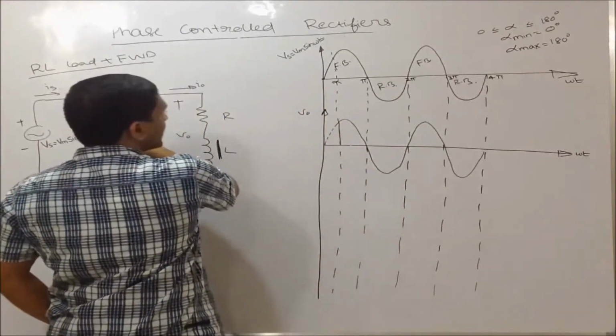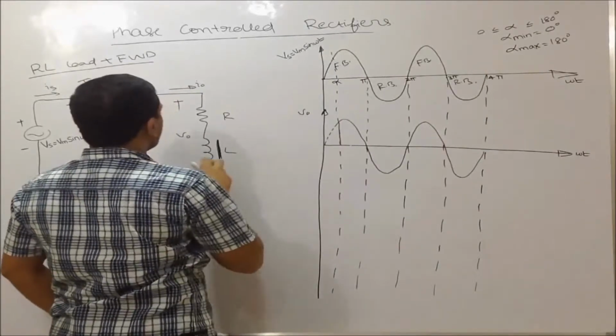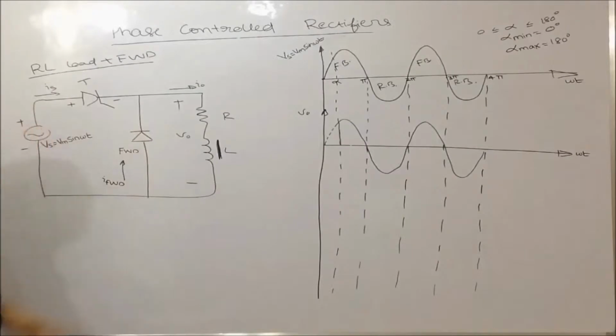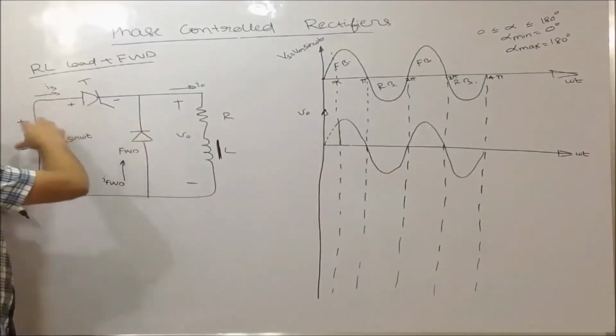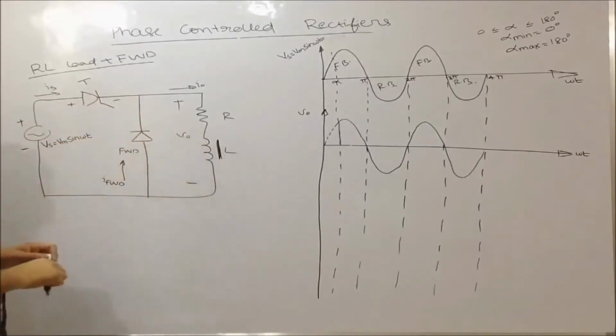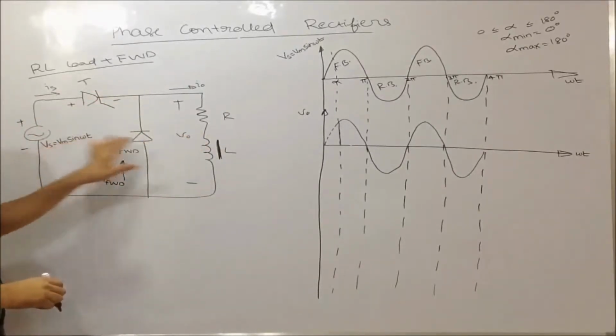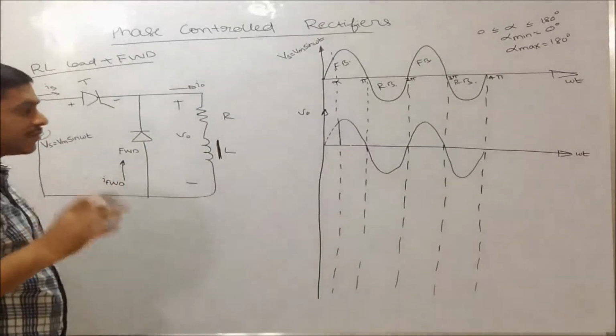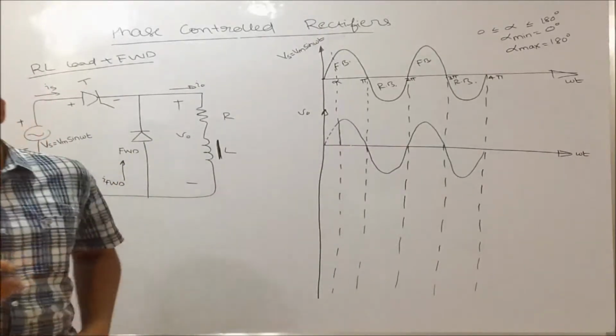When the SCR conducts, the V0 is straight away connected to Vs. V0 equal to Vs, that is Vm into sin omega t. So when this voltage changes, this also changes. So straight away the Vs appears across V0. Now you see what happens in the negative cycle.